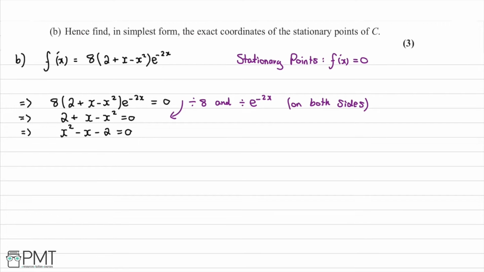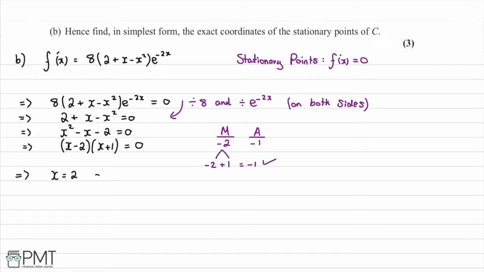So now I want to solve this. We want numbers that multiply to negative 2 and add to negative 1. So what numbers fit this? If we have negative 2 and multiply it by positive 1, that gives negative 2, and negative 2 plus 1 is equal to negative 1 also, so this is good. So this means our factors are going to be negative 2 and 1. So we have that x minus 2 and x plus 1 equals 0. Therefore x is equal to 2 and x is equal to negative 1.